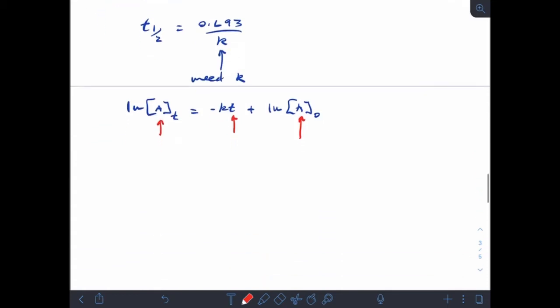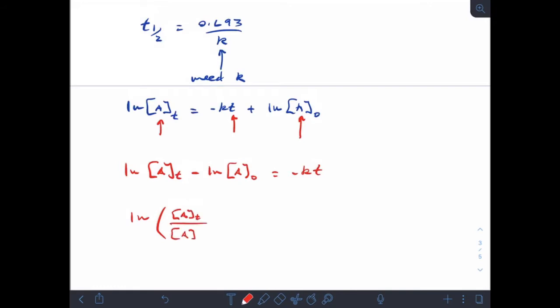Right? So remembering some of the rules of using logarithms, if I subtract one log from the next, then the effect is that I take the natural log of those two values divided. So if I rearrange my equation here and say natural log of A at time t minus natural log of A at time 0 equals negative kt, then that's the same thing as saying the natural log of A at time t over A at time 0 equals negative kt.